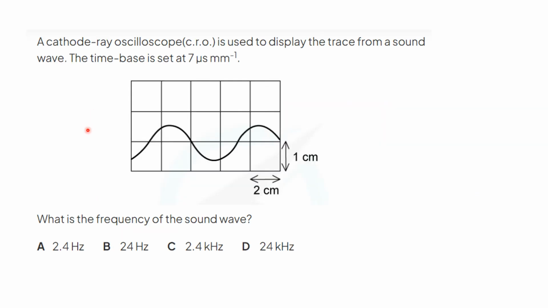Okay, I have here a question without a number. A cathode ray oscilloscope, CRO, is used to display the trace from a sound wave. The time base is set at 7 microseconds per millimeter. What is the frequency of the sound wave? I noticed that for the horizontal grid, the marker here is 2 centimeters and the vertical is 1 centimeter.